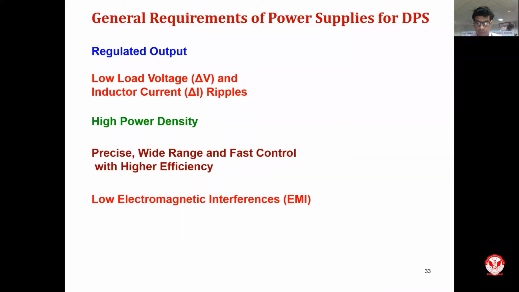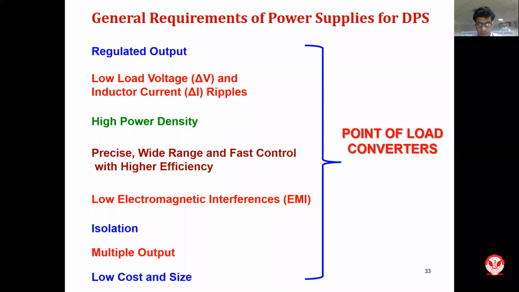Once the voltage level is say 1.5 volt or 3 volts, the regulation becomes more tough. If you are regulating at 100 volt or 48 volt, even 5% fluctuation is quite bearable, but it's not in case the voltage levels are quite low. So you need to have high power density, precise, wide range, and fast control, together with high efficiency. And another important thing that we should not miss is low electromagnetic interference.